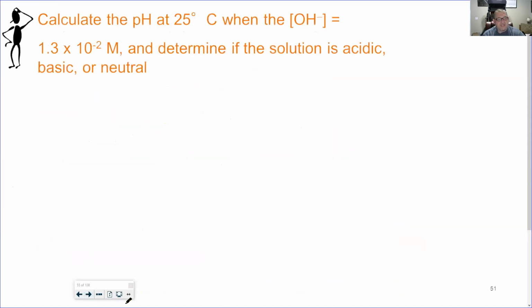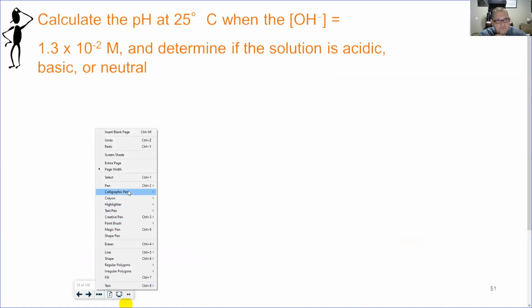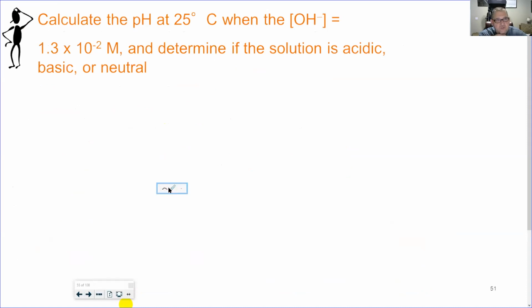Now, why has that happened? We'll get to that in just another slide or two. But let's do a calculation with pOH. So on this one, it says calculate the pH when the OH minus is 1.32 times 10 to the minus 2. So there's a couple of different ways that you could work this problem. And I think I'll just split the page and show you the two approaches that you could use.